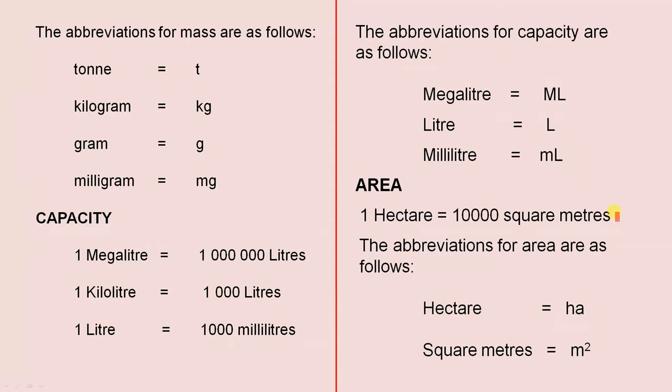And finally we have area. So a hectare is 10,000 square metres, and the abbreviations for area are as follows. The hectare is HA. Sometimes you'll see it written with a capital H, capital HA. It doesn't matter, either one is acceptable. And square metres are the M with a little 2, a power of 2.